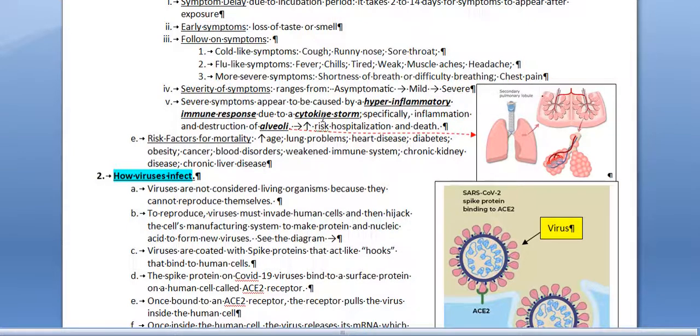Now, if you release too much, then you have an excessive immune response, and that results in too much inflammation, which can then destroy things like alveoli, which are the tiny little air sacs that form your lungs. You have millions of these. If you destroy these, well, you're not breathing, right?